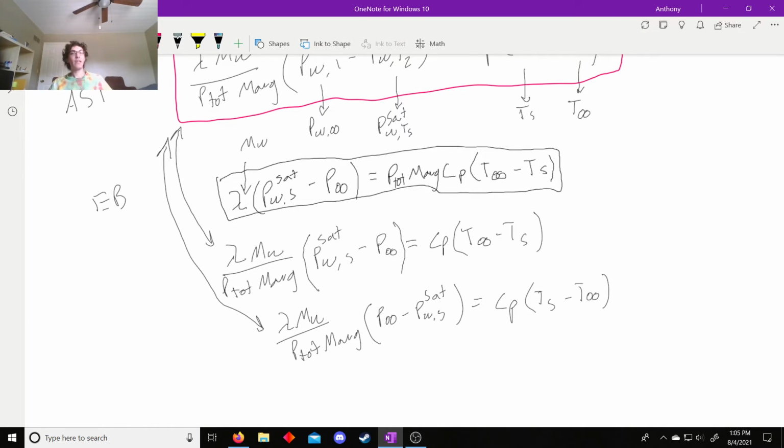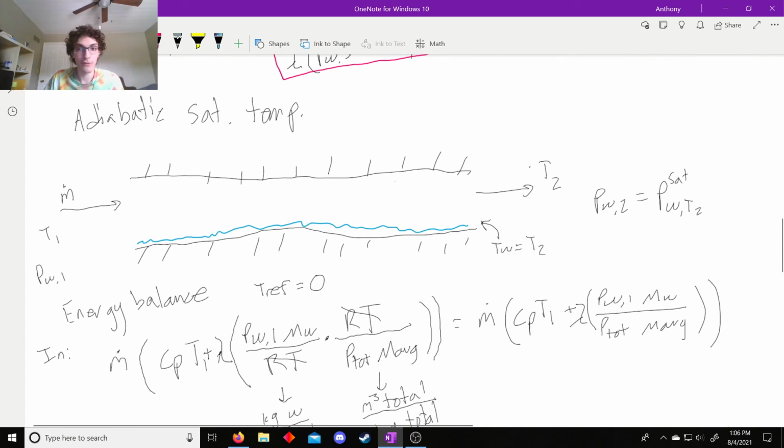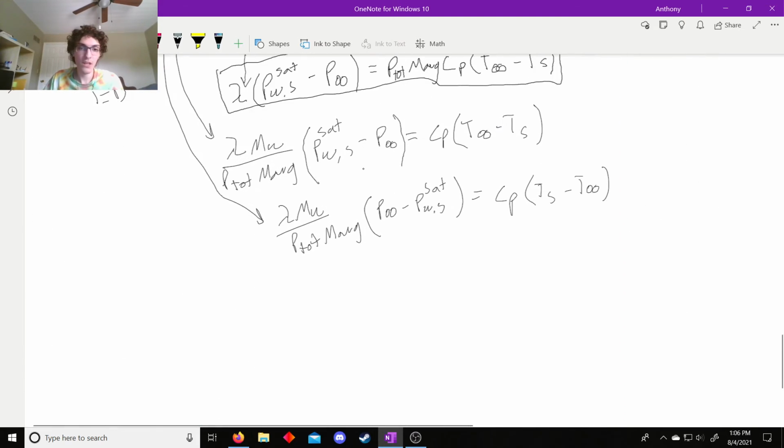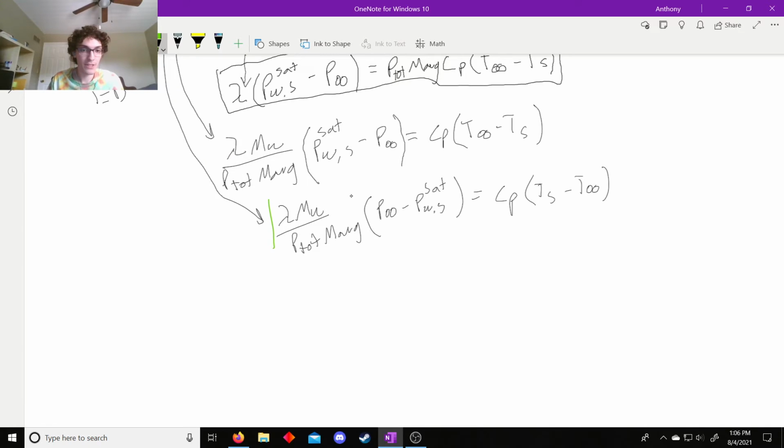And what this means is the temperature that we're reading on our wetted thermometer is the same thing as the adiabatic saturation temperature. So this T2 over here is the same thing as our wet bulb temperature. So finally, well, we've already done most of the work here.